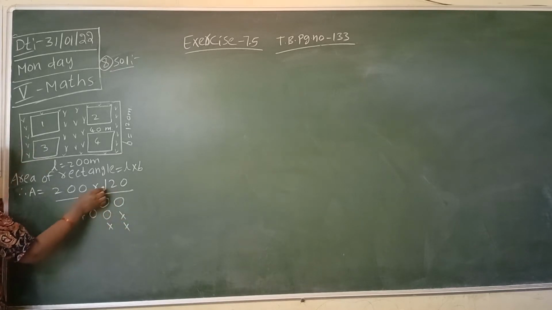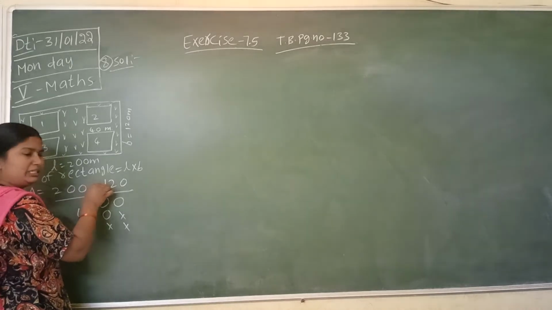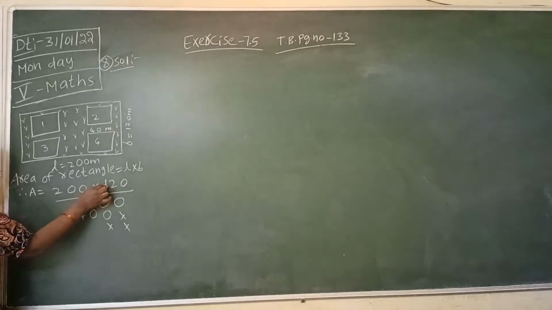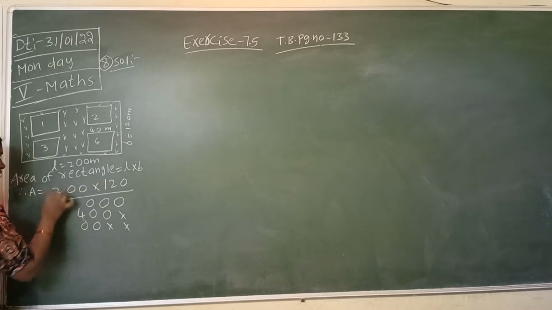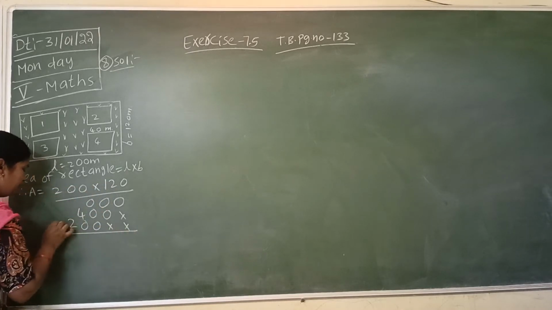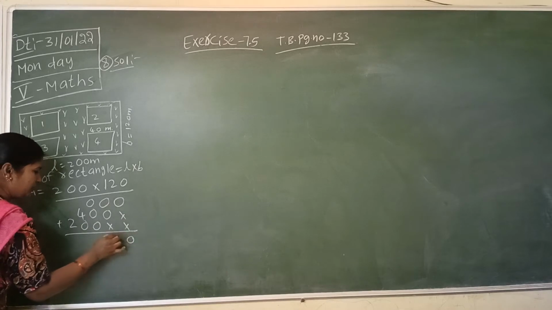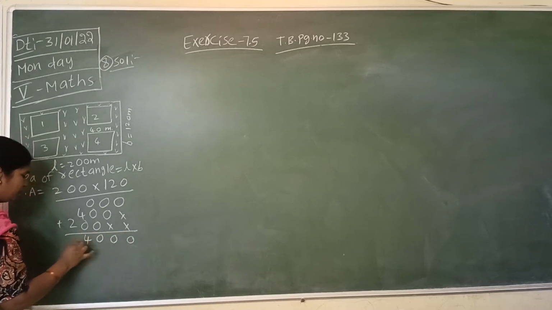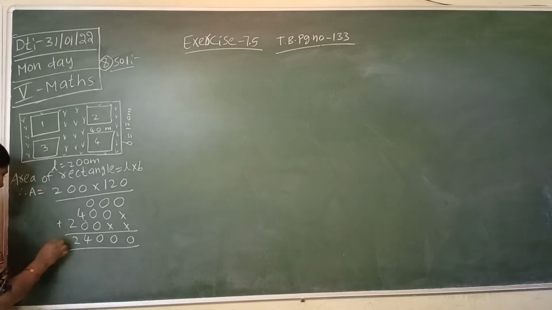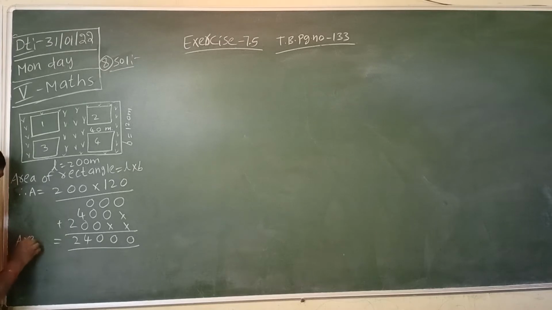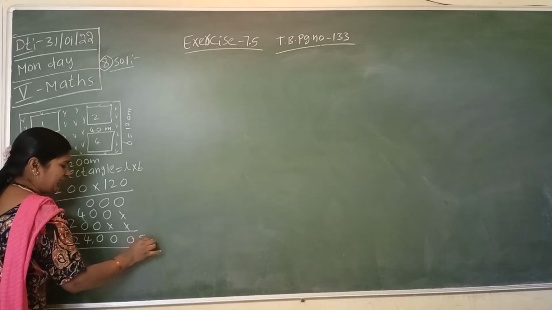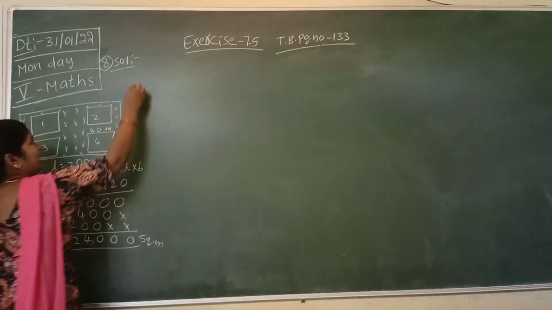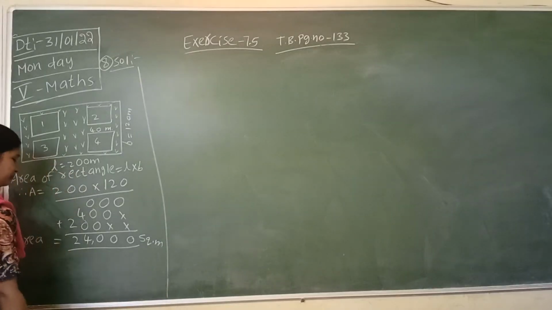Keep the cross symbol. Now we are starting 100's place multiplication. Start with 100 only. 1 into 0, 0. 1 into 0, 0. 1 2's are 2. Now do this all addition. 0, 0, 0, 4, 2. Therefore, what is the area of the rectangle, children? 24,000 square meter. Meter into meter becoming square meter.